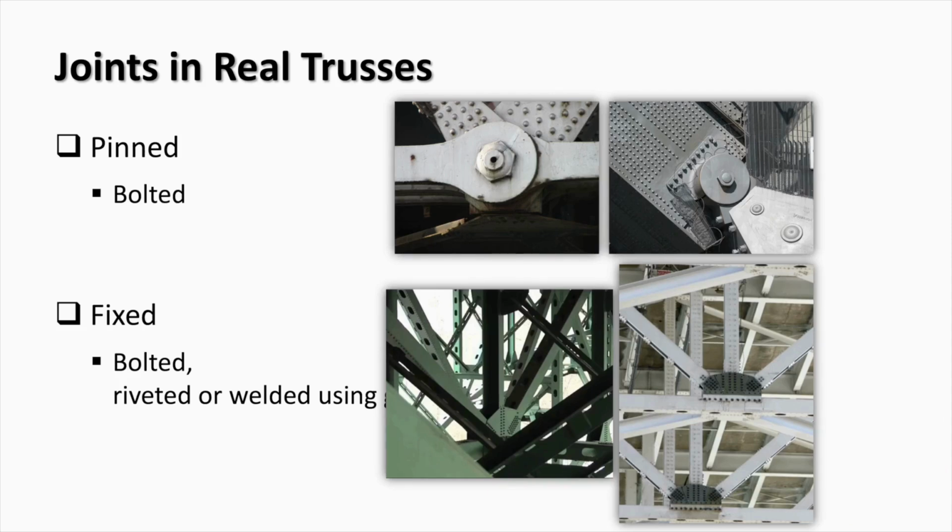In the analysis, truss joints are assumed pinned. In real trusses, however, the joints can be pinned or fixed. The pin joints are usually introduced at supports using bolted connections, while the trusses are usually built with fixed joints using bolted, riveted or welded gusset plates. Trusses with fixed joints are still analysed as having pin joints.